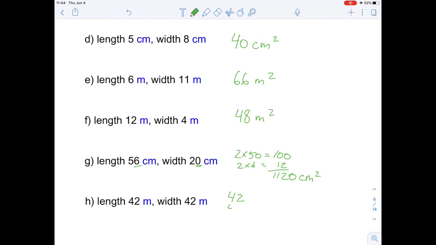42 times 42, I'll do a multiplication like this. Let's do 2 times 2 is 4, 2 times 4 is 8. Remember to add that 0 in the second row. 4 times 2 is 8, and 4 times 4 is 16. I add them up. I get 4, 16, 7, 1. So 1,764 meters squared.